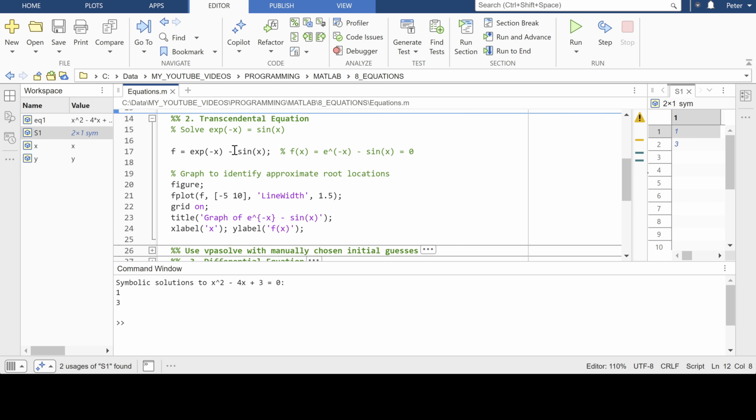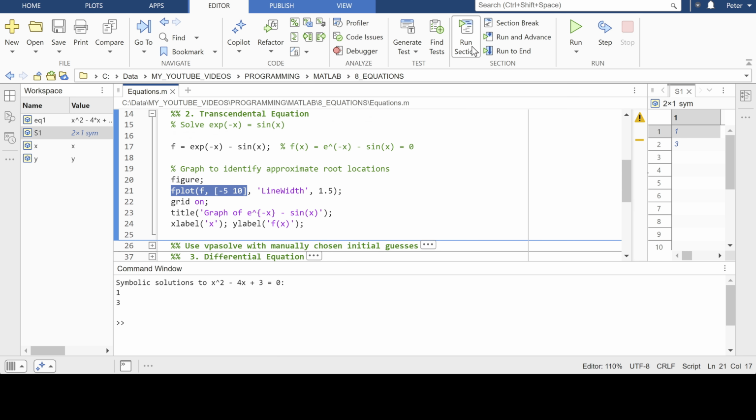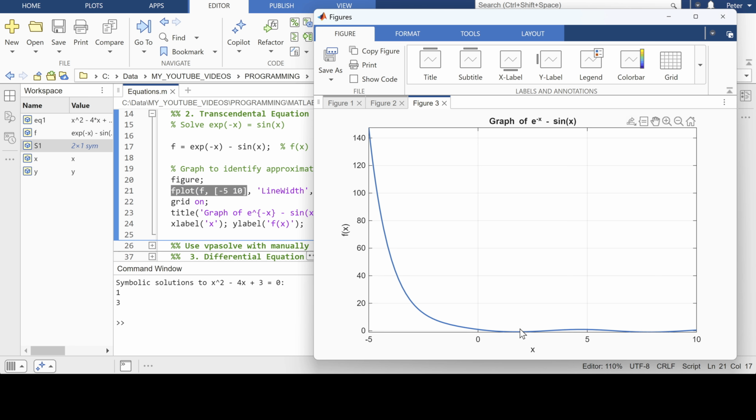Now let's solve an equation that cannot be solved analytically. e to the negative x equals sine of x. Equations mixing exponentials and trigonometric functions usually don't have closed-form symbolic solutions. To solve it, we first rewrite it as f of x equals e to the negative x minus sine of x. Then graph it. fplot of f from -5 to 10. Where the graph crosses the x-axis, we have approximate roots. These crossings give us initial guesses for numerical solving.